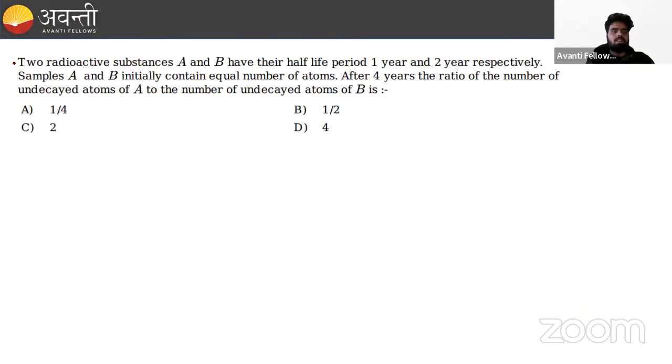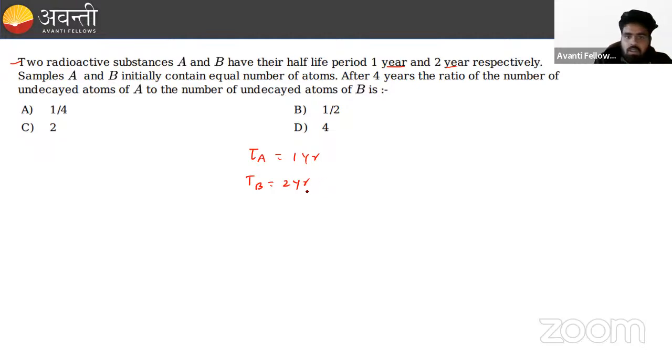In the next problem, two radioactive substances are given, and their half-life periods are also given. The half-life periods are 1 year and 2 years. The half-life period we represent by capital T. What is the value of half-life period here, guys? For substance A, TA is 1 year, and TB is 2 years. Correct. So this value will become 1 year and this value will become 2 years.